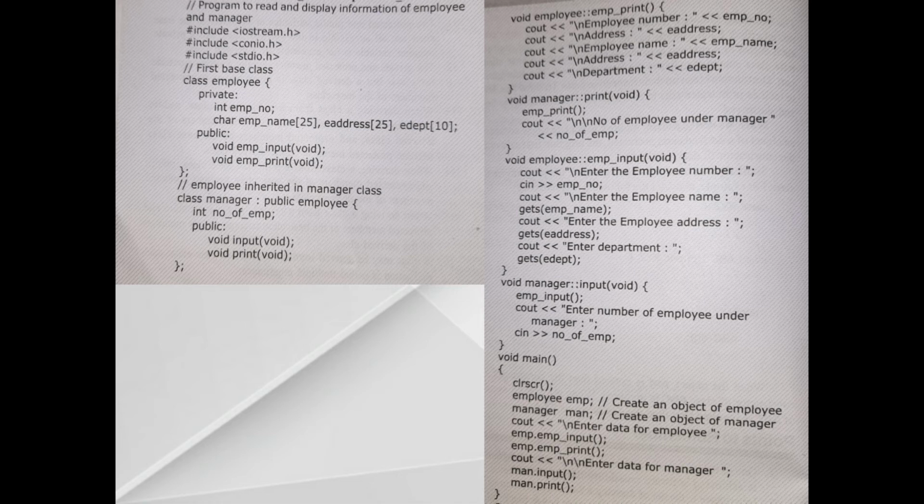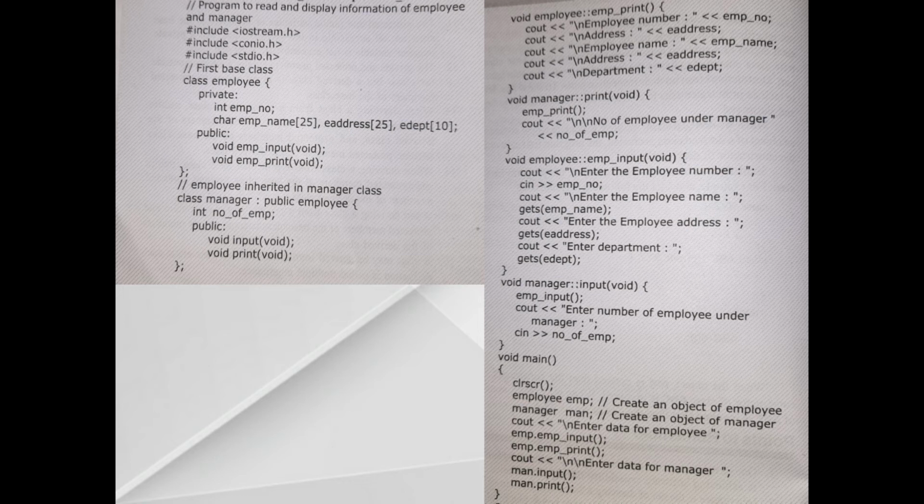The member functions of the class employee have been made public, which means that the class manager has public access to them. However, since the data members have been made private, even the derived class manager cannot access the private data members directly. Through the member functions it can access the private data members.